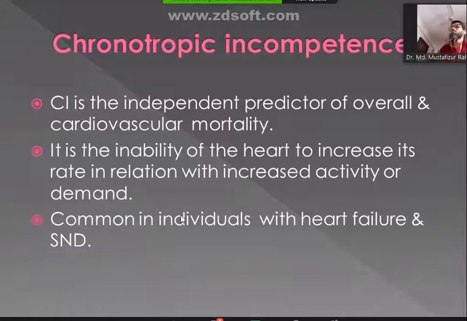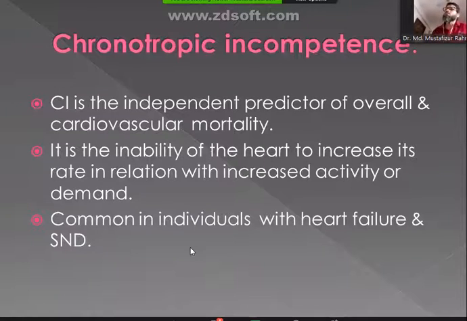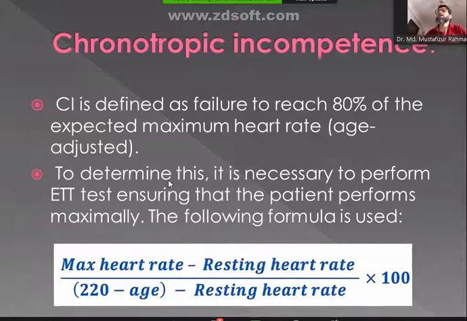Next one is chronotropic incompetence. That is an independent predictor of overall mortality and cardiovascular mortality also. It is the inability of the heart to increase its rate in relation to increased activity or demand. Commonly it is found in heart failure patients and also in sinus node dysfunction patients. It is defined as the failure to reach 80% of the expected maximum heart rate, which is age adjusted.